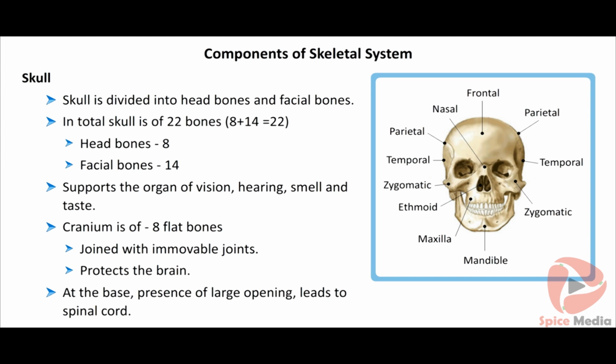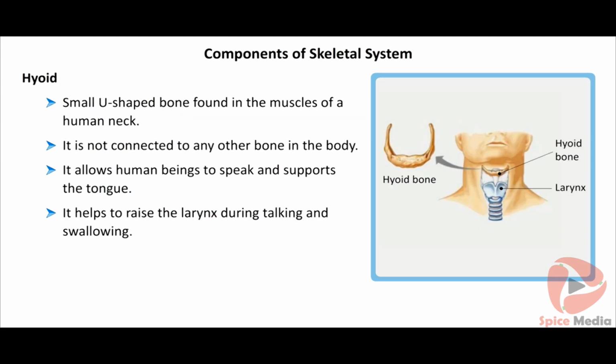Cranium is made of 8 flat bones joined with immovable joints. They aid in the protection of the brain. At the base of the skull, there is a large opening. This opening leads the medulla oblongata to continue as the spinal cord.